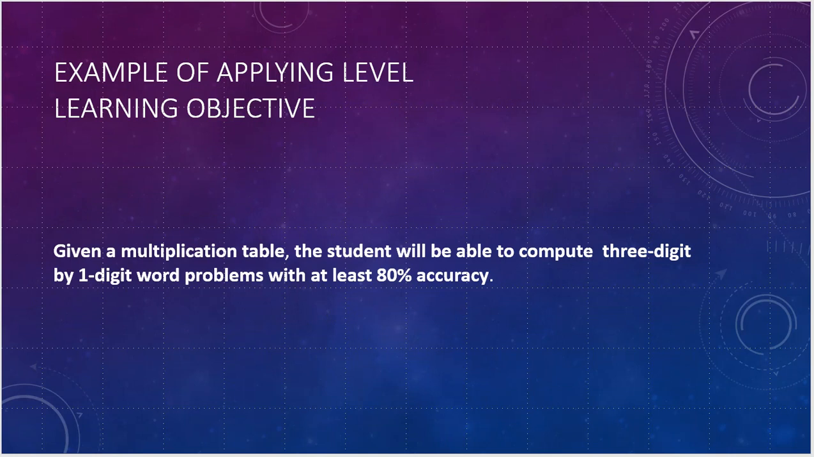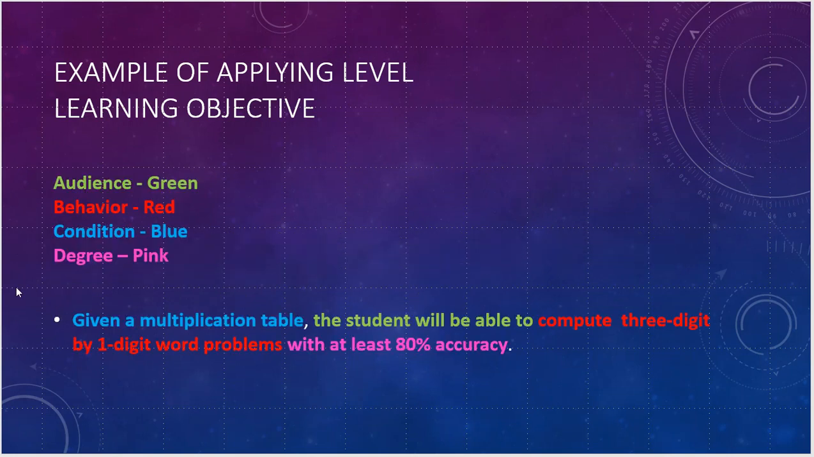So here's our example. Given a multiplication table, the student will be able to compute 3-digit by 1-digit word problems with at least 80% accuracy. So they're applying their knowledge of multiplication to be able to answer the word problems. So it's the student. They're going to compute 3-digit by 1-digit word problems. They're going to be given a multiplication table, and it's with at least 80% accuracy. So this is important that you know they're being given a multiplication table, because that's a condition. If we didn't have that there, we would assume they don't have a multiplication table to work with, and they would just be using their own knowledge of multiplication.